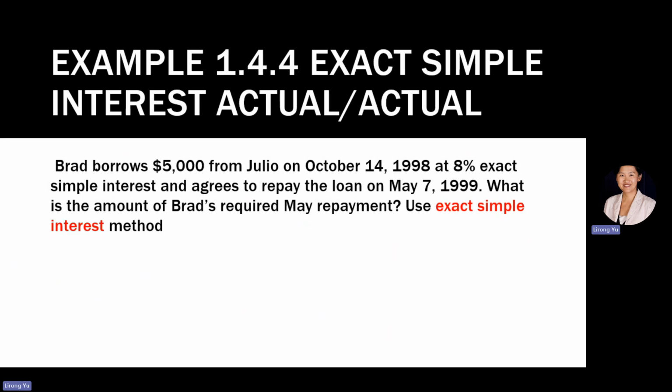So you can see this is not a whole year. If it were an entire year, it would be October 1998 to October 1999, but it's October 1998 to May 1999. So it's less than a year, and we need to find out exactly how many days. In the first example, we're going to use the exact number of days and the exact number of days in a year.